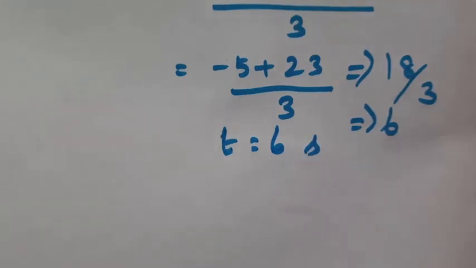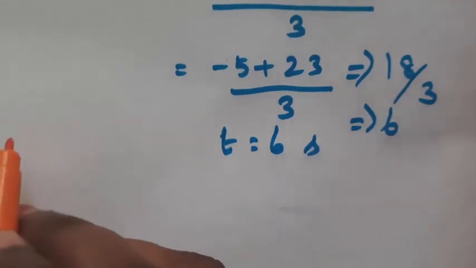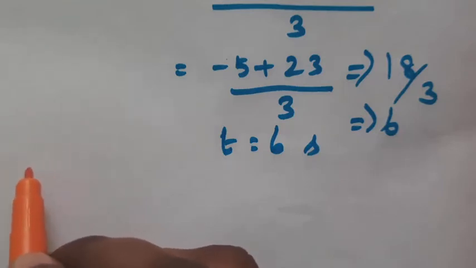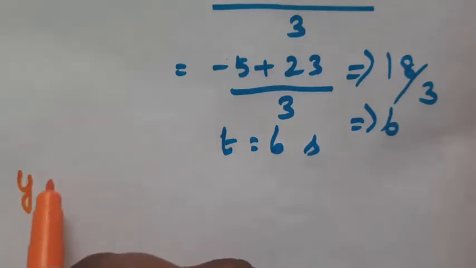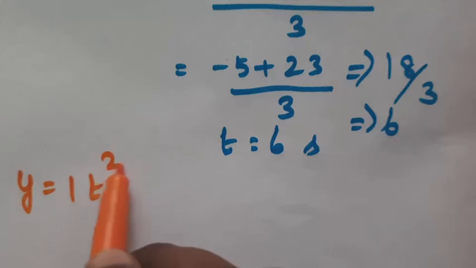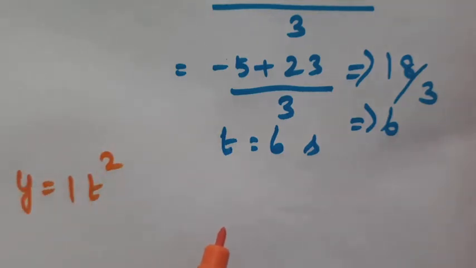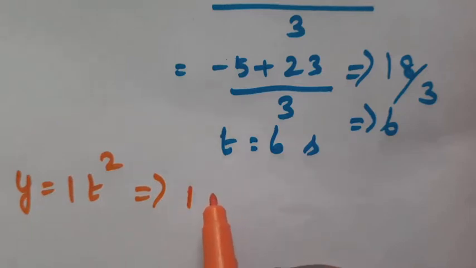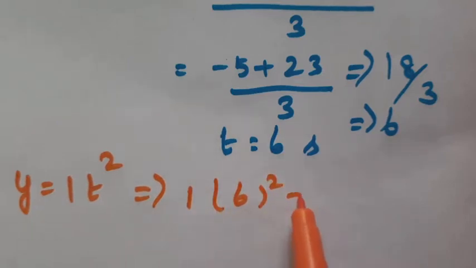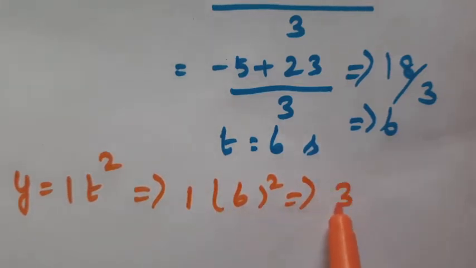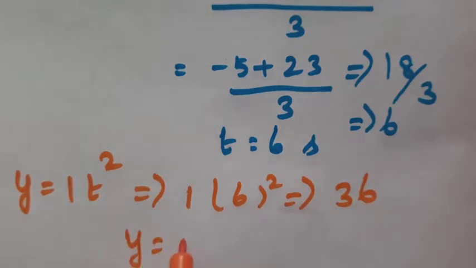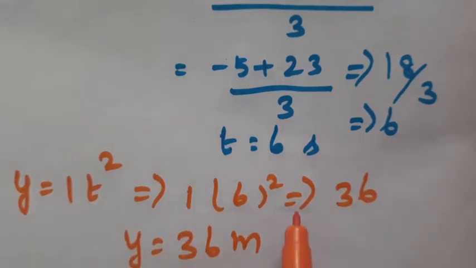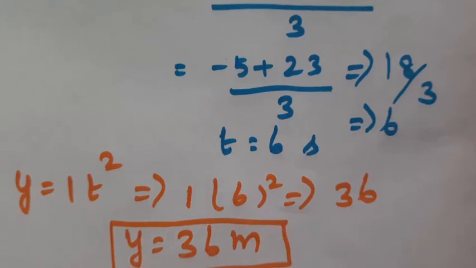And what do you have to do next? After finding t, you have to find the y coordinate. The y coordinate is 1 t square, which we found previously. So 1 into t square is 6 square, right? So the result is 36. So y is equal to 36 meter. This is the one you found here.